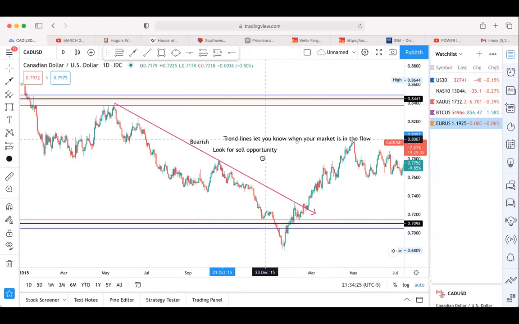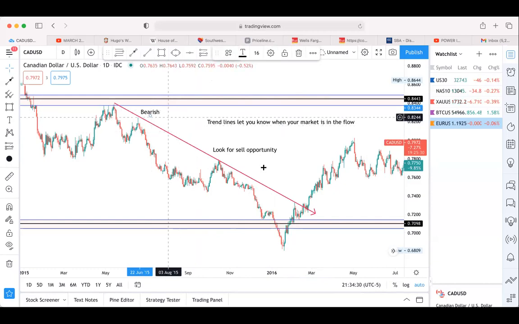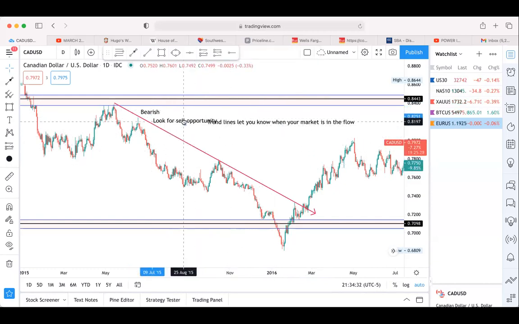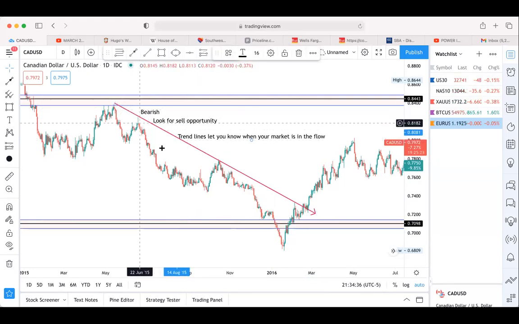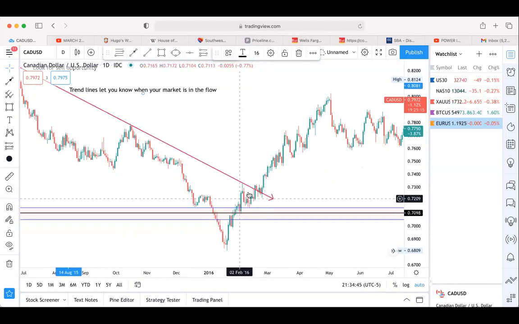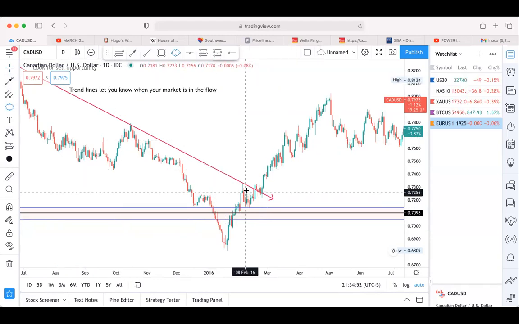So with trend lines, you can tell where your market is going. This is a bearish market. I'm looking for sell opportunities. With my trend line, I know that the flow of this market is bearish. So if I want to sell, I wait for the market to get up here and I sell down. Okay, this right here is a perfect sell opportunity, but you would have lost money there because the market broke after that. Right here, this right here.